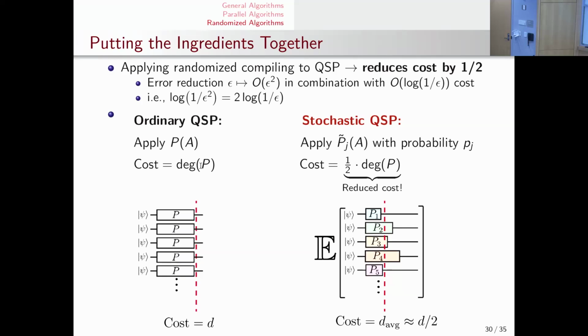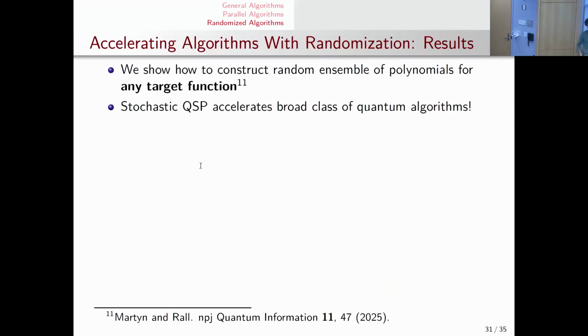Yeah, so you can think of it as the error in approximating the time evolution. There'll be some error epsilon associated with that, and you can quadratically suppress that by randomizing over a bunch of approximations, where these approximations and probabilities are carefully chosen to realize randomized compiling. So in our work, we show how to construct this random ensemble of polynomials for any target function. Again, I'm happy to go into the construction, but it's a bit lengthy. But we show you can realize this for any target function.